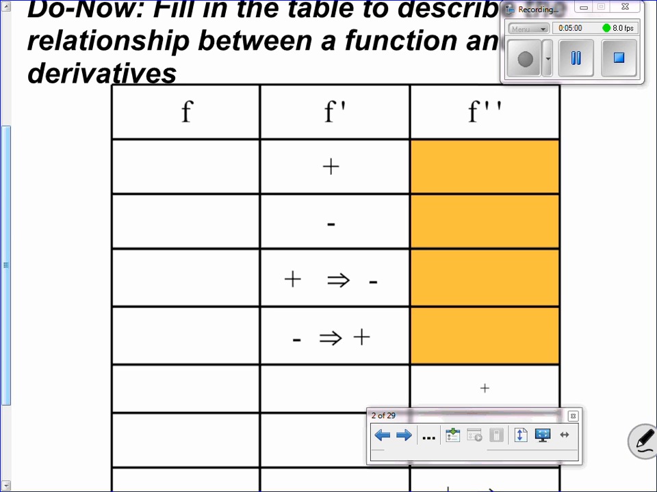If the first derivative is positive, what can you tell me about the function? Nice, increasing. If the first derivative is negative, then the function is decreasing. If the first derivative changes from positive to negative, then the function has a relative max. Nice. And if the first derivative changes from negative to positive, the function has a relative min. Excellent. Okay.